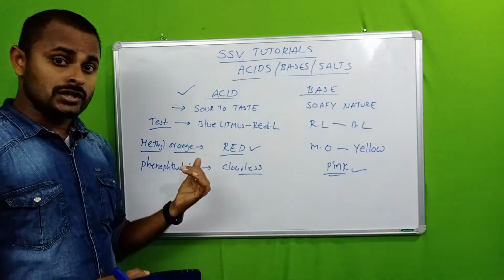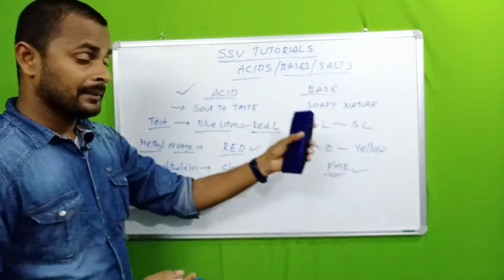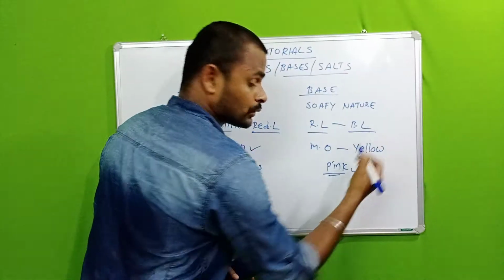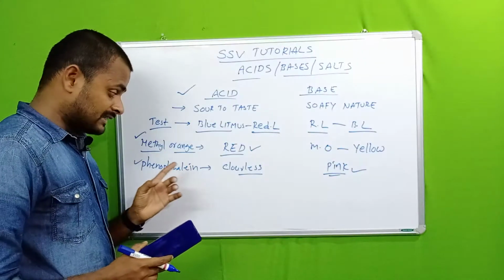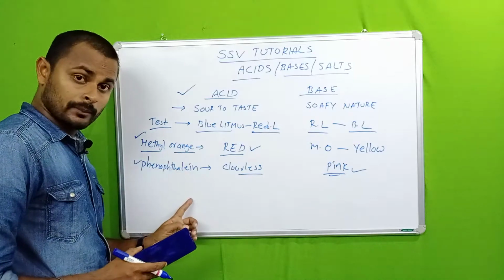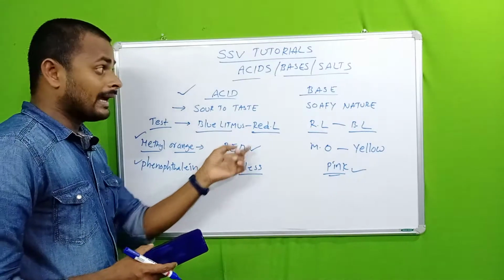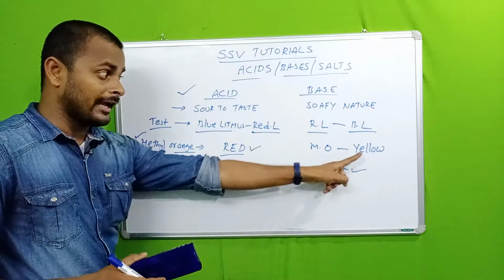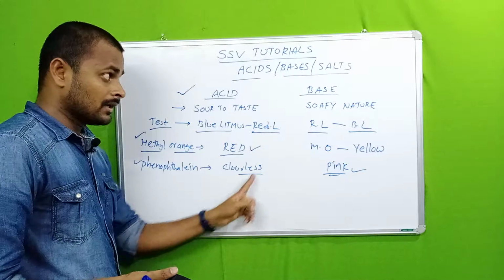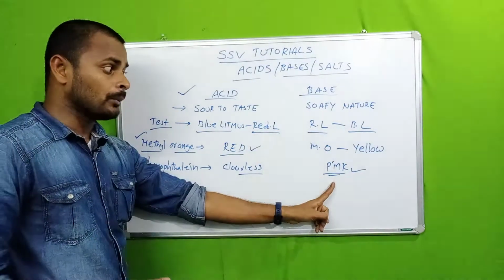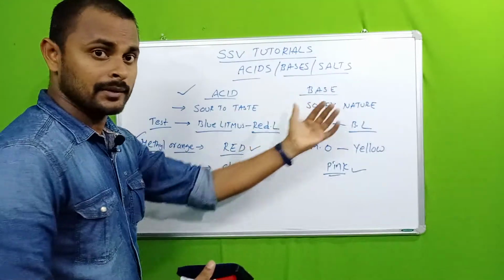In the tests, acids convert blue litmus to red and bases convert red litmus into blue. And these two, the tests with methyl orange and phenolphthalein, are too important. Acids convert methyl orange into red color and bases convert it into yellow color. Acids convert phenolphthalein into colorless, bases convert it into pink color. So these are the common tests about acids and bases.